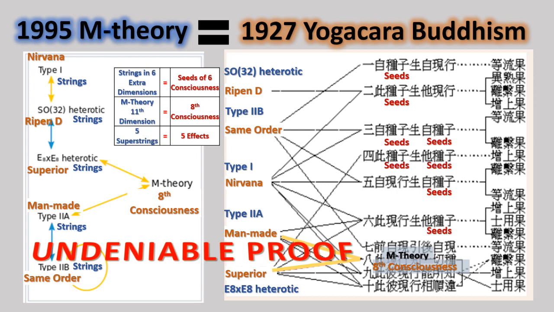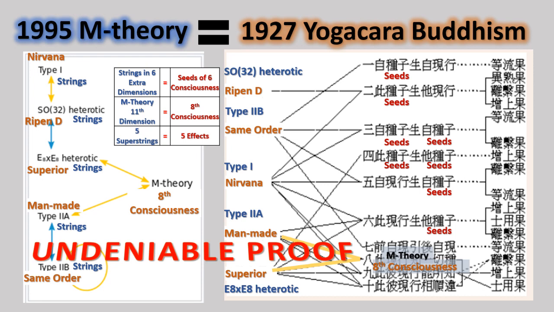The diagram on the right was drawn in 1927 by Tai Xu, who was a scholar and a practitioner of Yogacara Buddhism. It was 68 years before the M theory diagram. The two diagrams explain exactly the same thing but with completely different terms. For example, one calls it strings vibrating in 6 extra dimensions while the other calls it seeds of the first 6 consciousnesses.